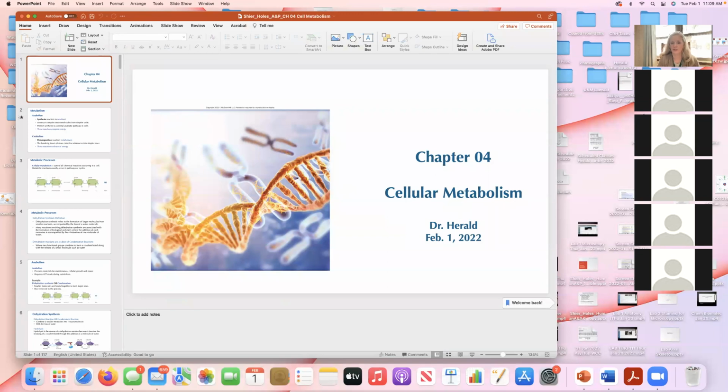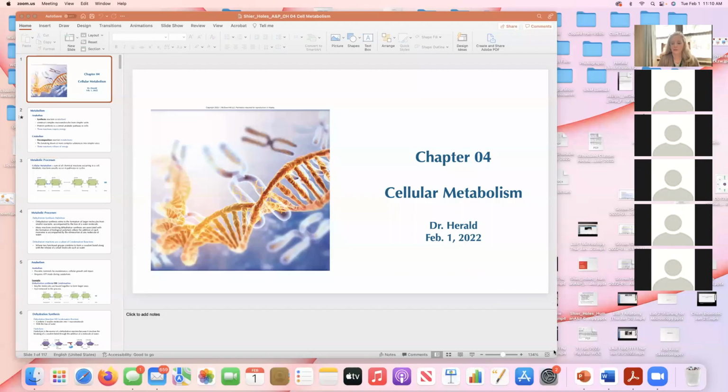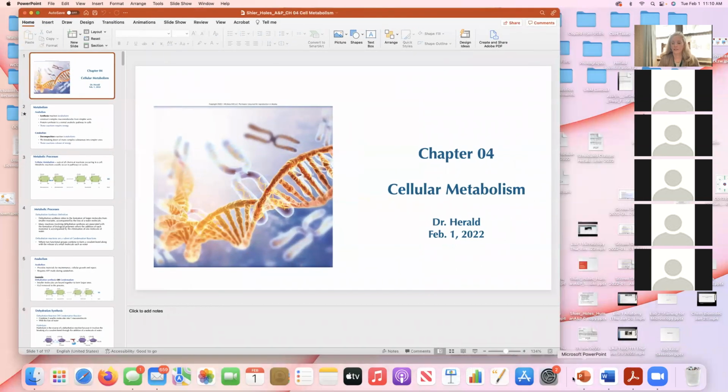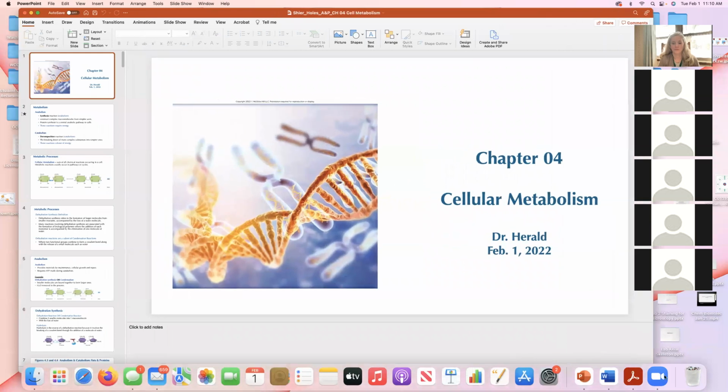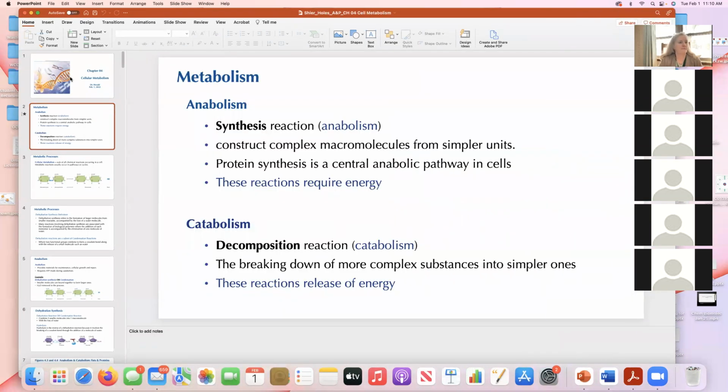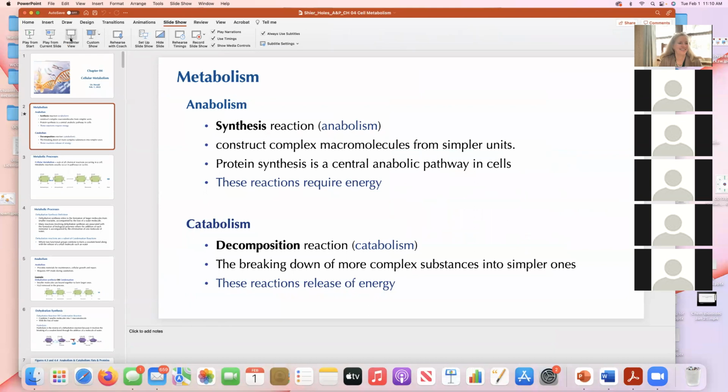All right, hang on. Make sure I get on to share. I know this is really, really hard stuff. Can you all see this? Cellular metabolism? Okay, I can see it. Okay. I can see it and I don't like it, right? All right.